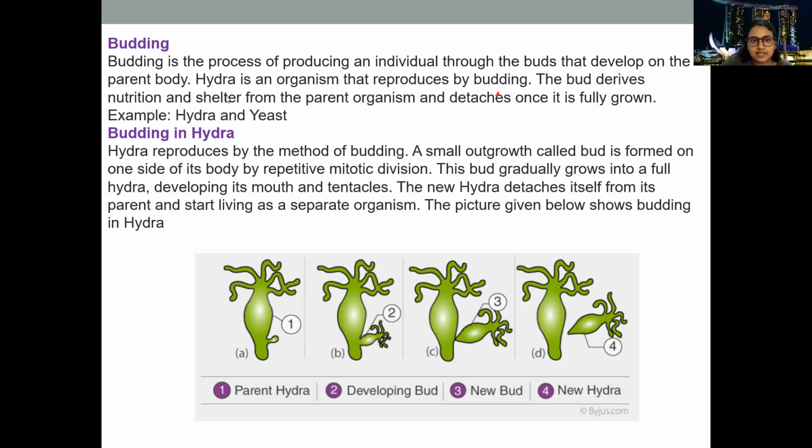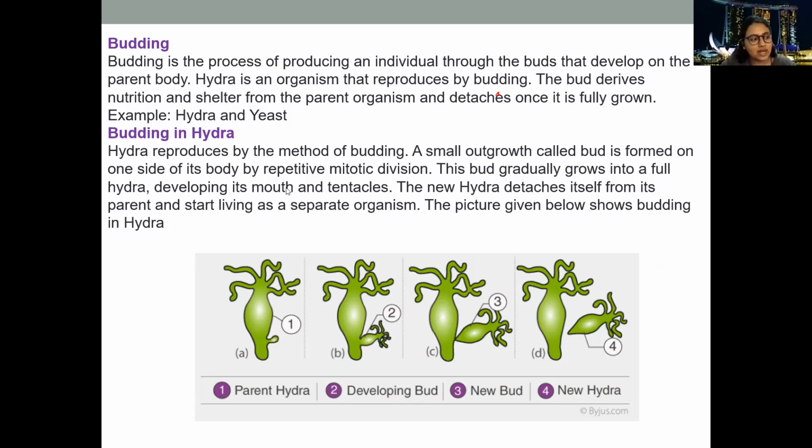So you can see this process is known as budding. Budding is the process of producing an individual through the buds that develop on the parent body. Hydra is an organism that reproduces by budding. The bud derives nutrition and shelter from the parent organism, and ultimately detaches once it is fully grown. So what are examples? Hydra and yeast. These two organisms show the budding process.